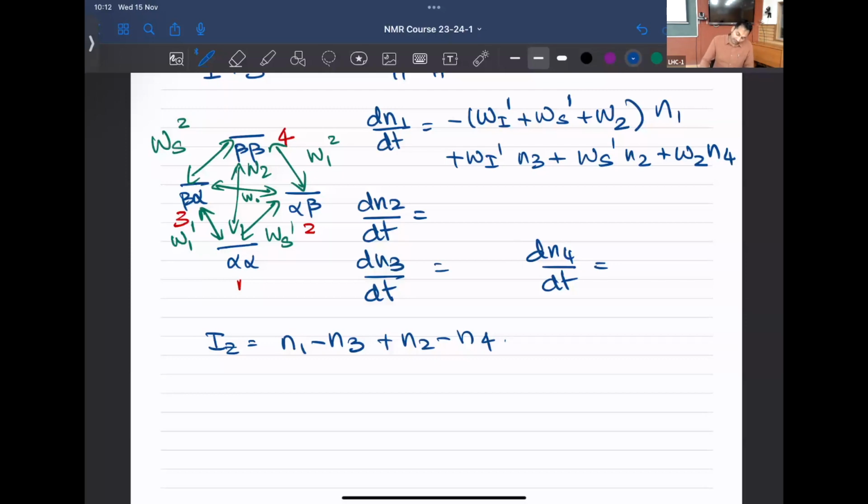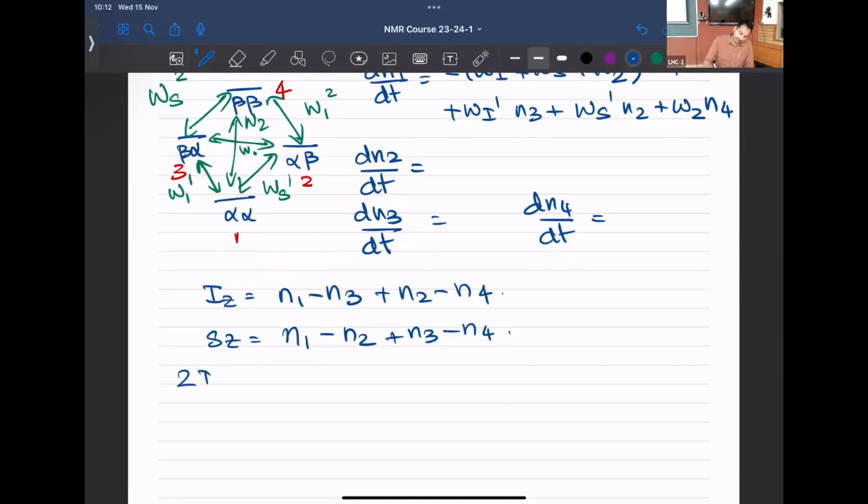Good. So with that being the case, Sz is going to have a similar argument. S flips between these two. So therefore, since N1 is the lower state, you'll say N1 minus N2, because these two are the states that you're interacting. Similarly, these two are the states, plus N3 minus N4, right? And for the 2IzSz, just take the Iz.